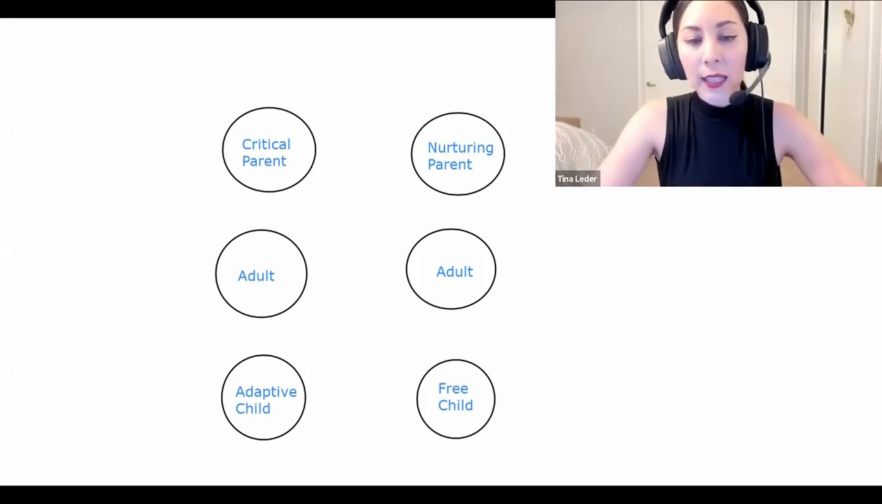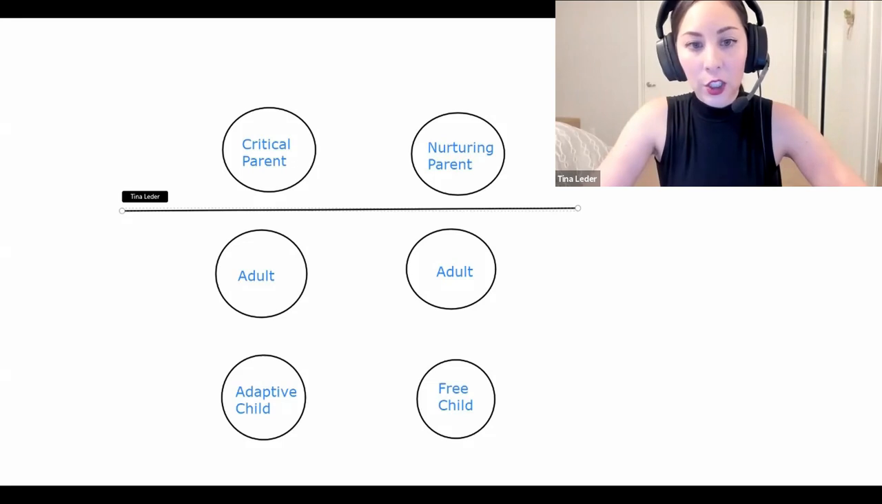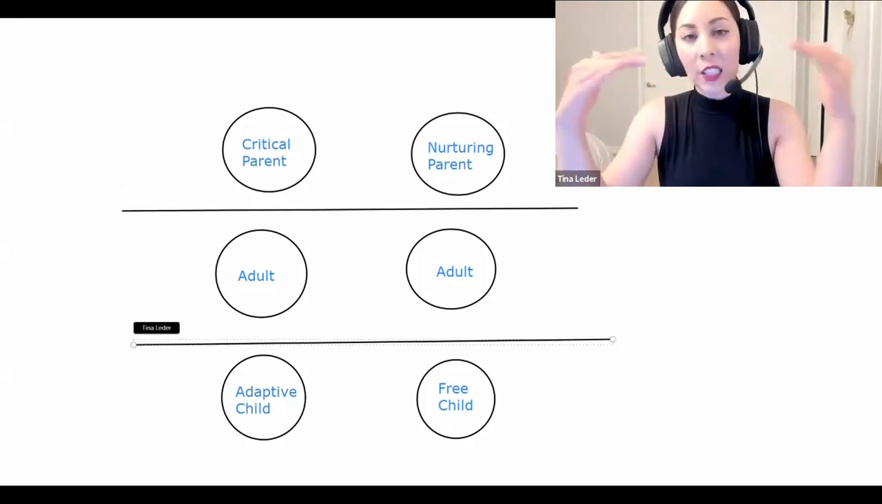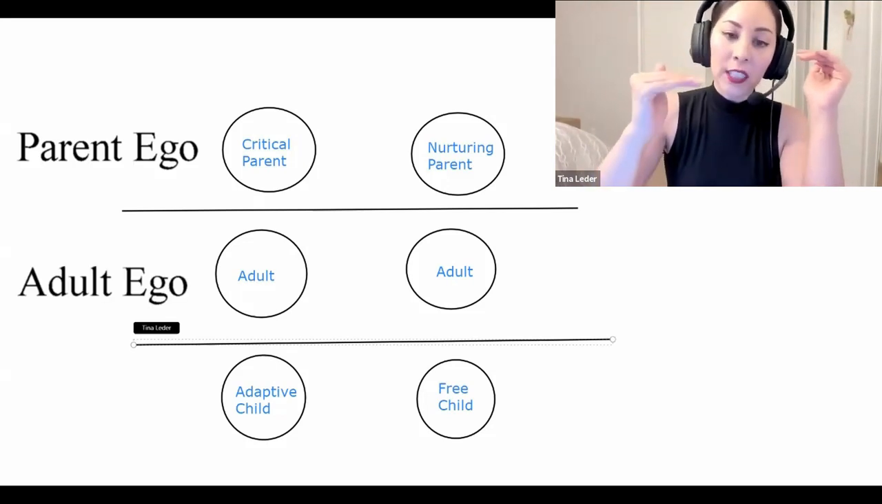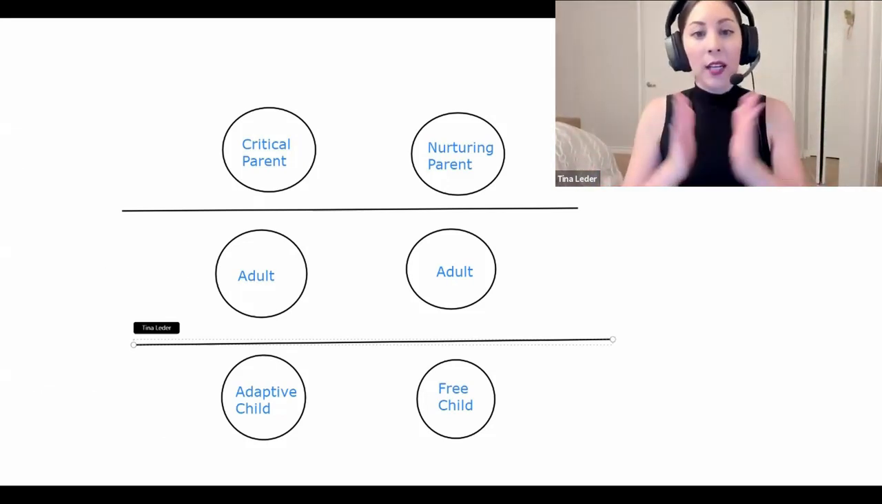I want us to look at this as three different sections. These are known as the ego states, according to Dr. Eric Berne, that we have a parent ego, an adult ego, and a child ego. So let's get into parents.